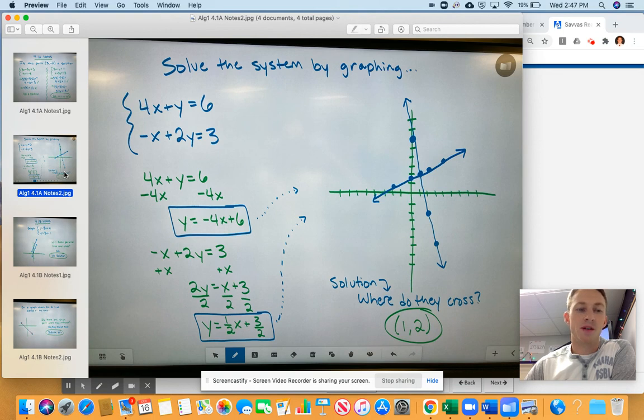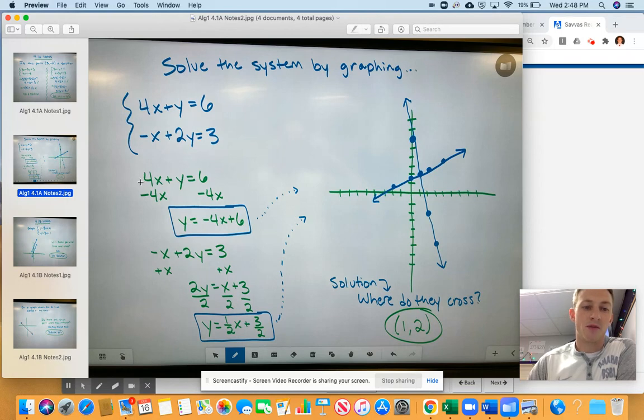A different way to solve a system of equations is by graphing the two lines. So if we have this system right here, we have the equations 4x plus y equals 6 and -x plus 2y equals 3. Let's take a look at the first equation right here. It's really hard to graph this right now. We prefer to graph in the y equals mx plus b form. So let's get y by itself.